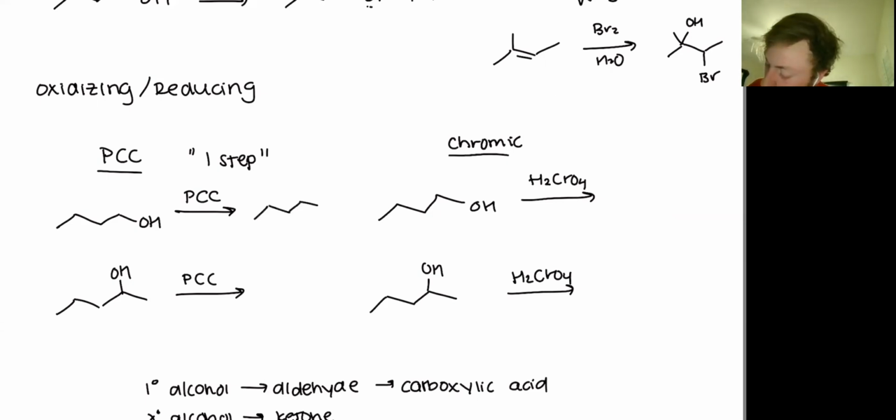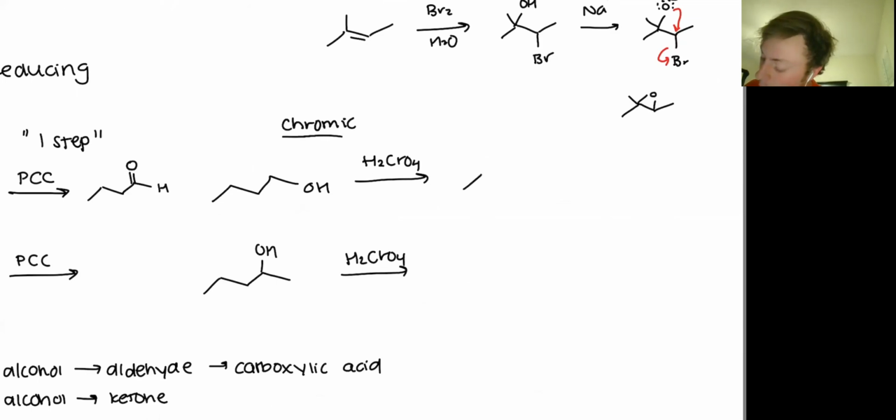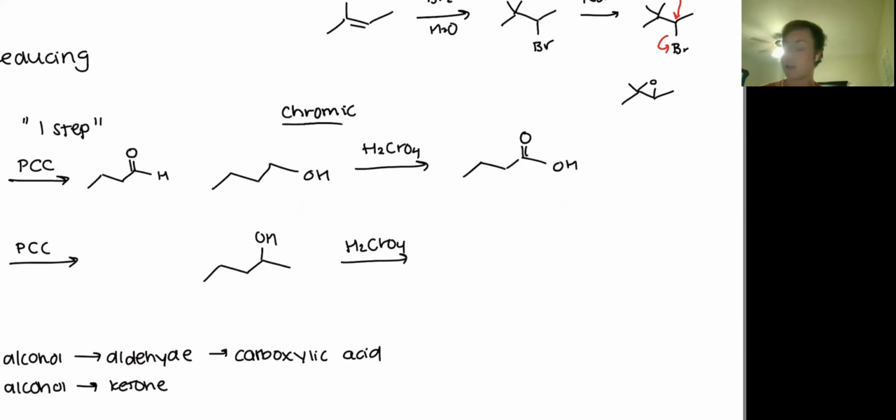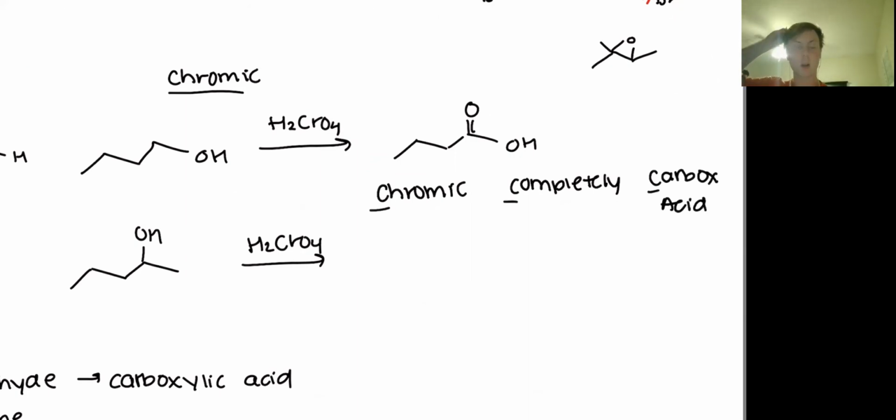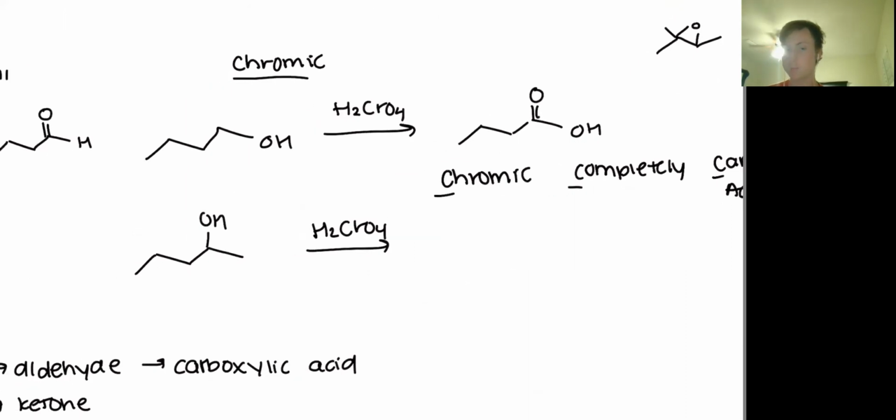When we oxidize the primary alcohol one step, it will be the aldehyde. And if we oxidize a primary alcohol with chromic acid, we will get a carboxylic acid. The mnemonic that I like to use is chromic completely, and then carboxylic acid. So chromic acid will completely oxidize the primary alcohol and take it to the carboxylic acid.